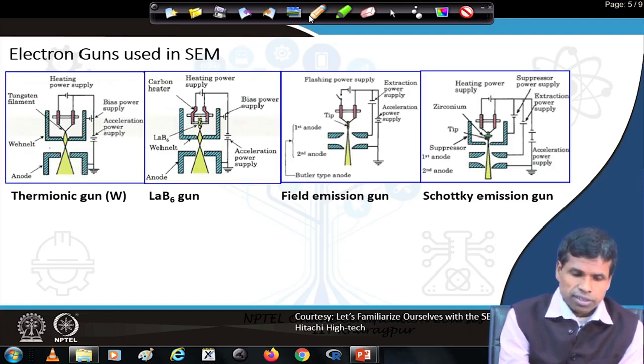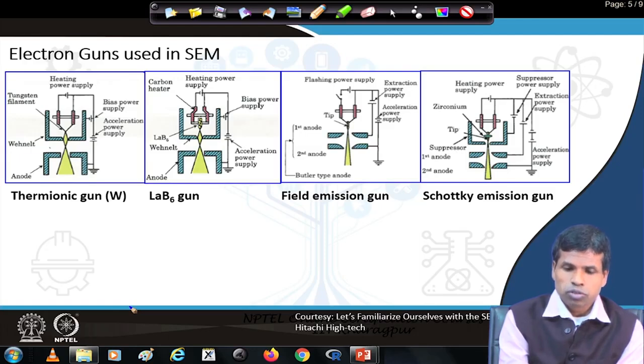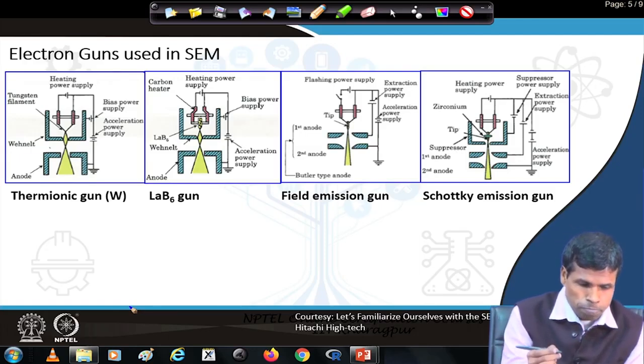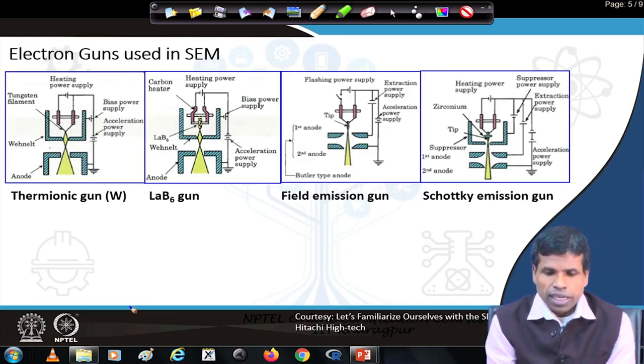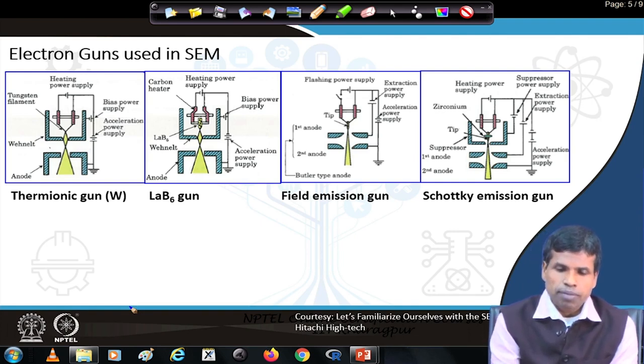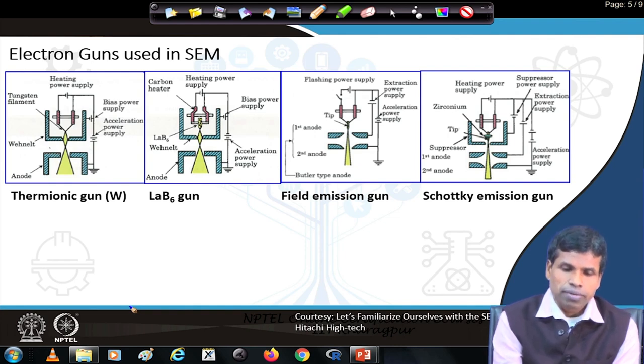These two thermionic guns were used extensively in electron microscopes several years back. This LaB6 gun, as I said, has a lower work function of 2.6 electron volt, and it is operated at a temperature around 1800 Kelvin, much lower than the tungsten filament. Therefore, the lifetime of the lanthanum hexaboride gun is much higher than the tungsten filament. The lifetime of a tungsten filament is around 50 hours, whereas lanthanum hexaboride lasts much longer.